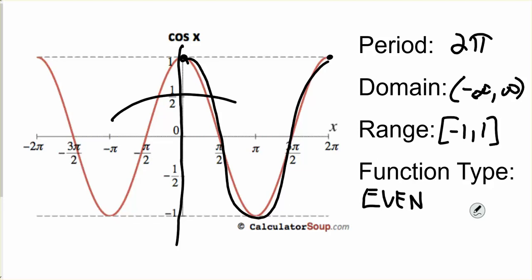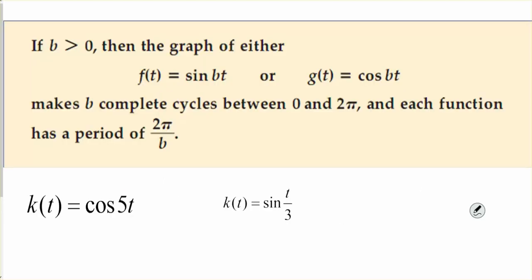It has reflection symmetry. Make sense? Awesome. So if you look at this, there's a couple of things you want to be mindful of. It says if b is greater than 0, then the graph of either sine b of t or cosine b of t makes b complete cycles between 0 and 2 pi, and each function has a period of 2 pi over b.